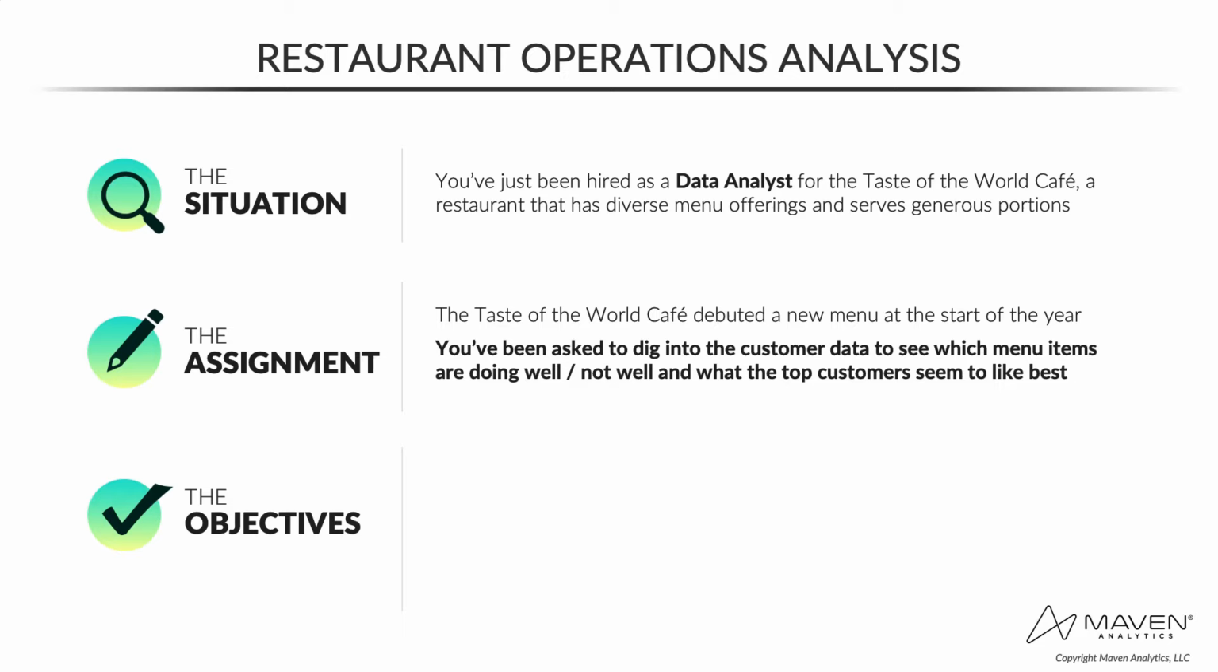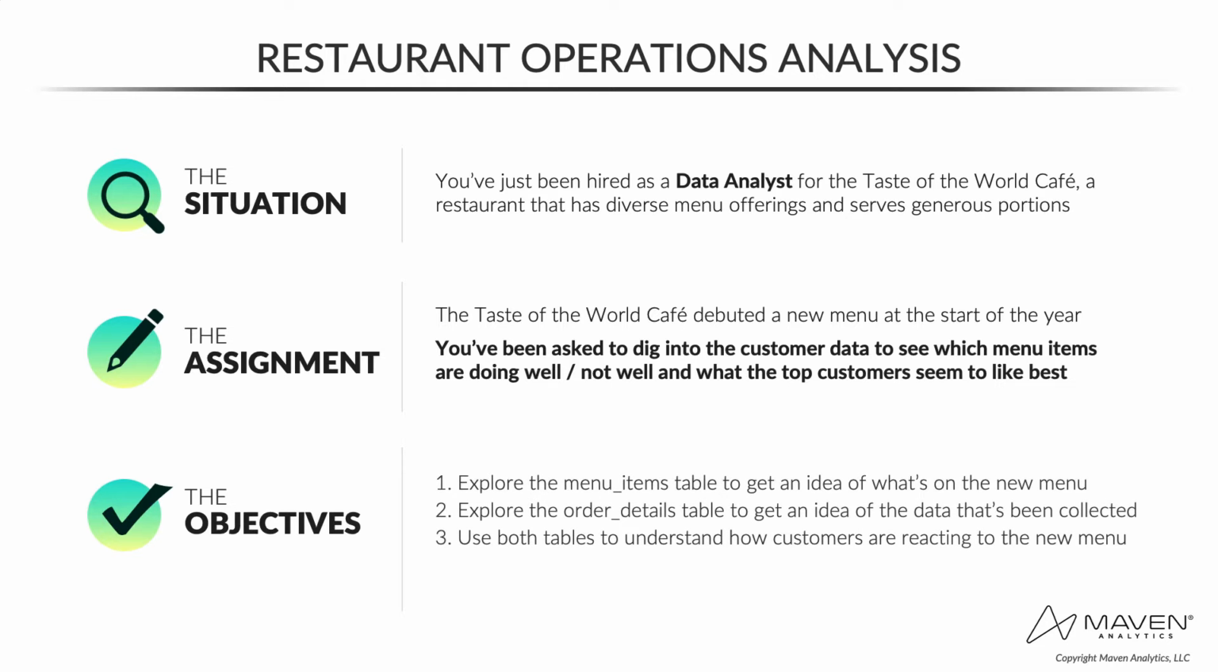Your objectives? You'll be digging into two tables. One of them is called menu items, and the other is called order details. Your first objective will be to explore the menu items table to get an idea of what's going on with the new menu. Then you'll explore the order details table to get an idea of the data that's been collected on all the customer transactions. And finally, you'll use both tables together to better understand how customers are reacting to the new menu.